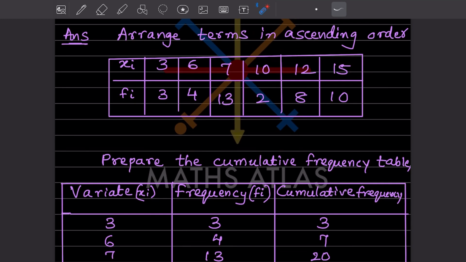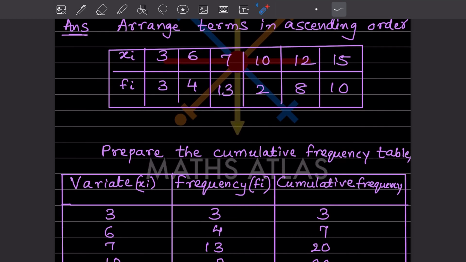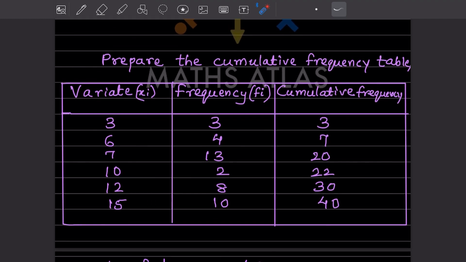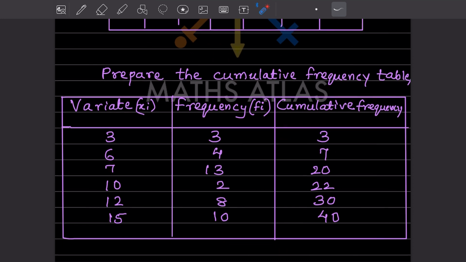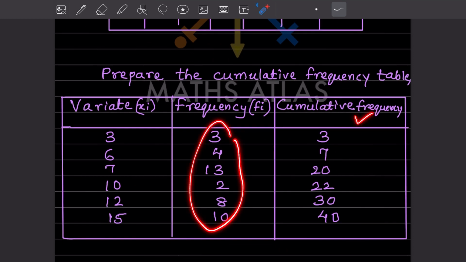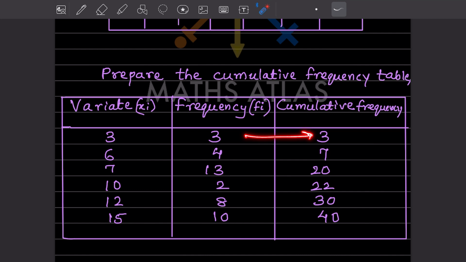Now you have to prepare the cumulative table, what we did in the previous one. Again here, you write the variable, this is Xi, then frequency, Fi, this one. So this is in the horizontal way. The same thing will be written in the vertical one. Now cumulative frequency, as I said, this first number will be the same. Second, what are you going to do? See here, see my arrows.